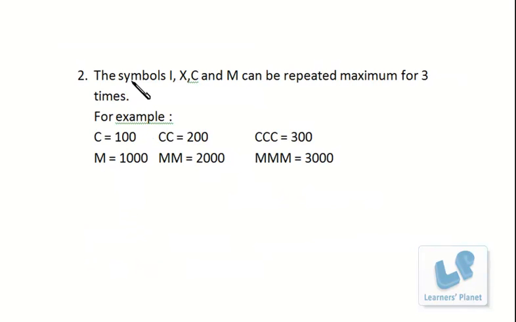Now, the next rule is the symbols I, X, C and M can be repeated a maximum of 3 times. Let's take an example. Here we see C, the value of C is 100. So C for 2 times is 200 and C for 3 times is 300. Similarly, M is 1000. So M repeated for 2 times represents 2000 and M for 3 times is 3000. But we have to be very clear that these symbols, that is I, X, C and M, can be repeated a maximum of 3 times in a single number.